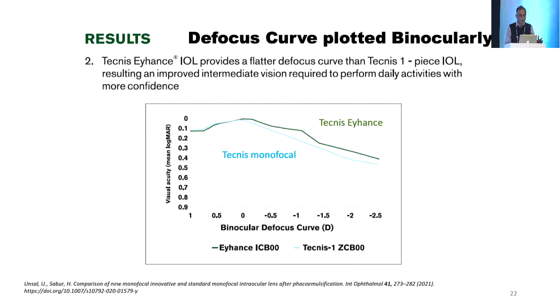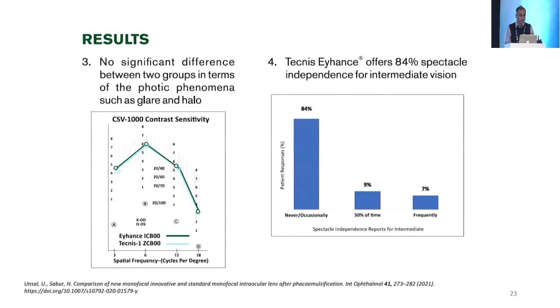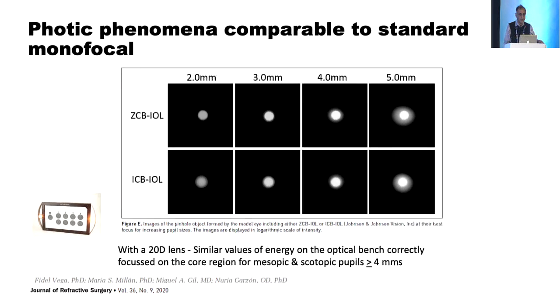When they plotted the defocus curve, they found that the Tecnis Eyehance had a larger landing zone as compared to the Tecnis monofocal. They also found that there were nearly 84% of these patients who were spectacle independent, and there was no significant difference between the two groups in terms of photic phenomena such as glare and halo.